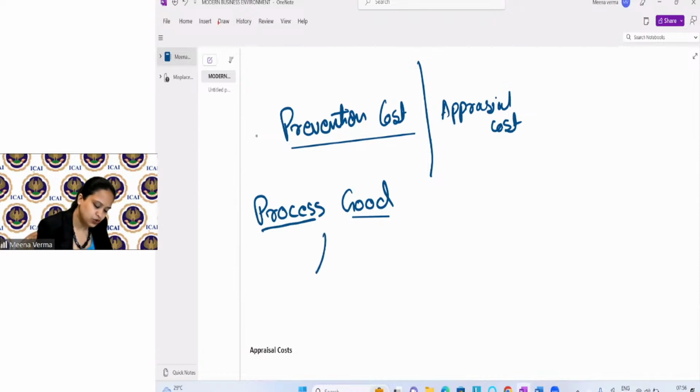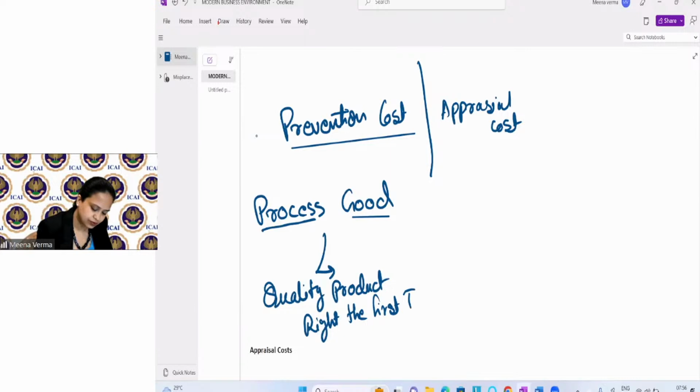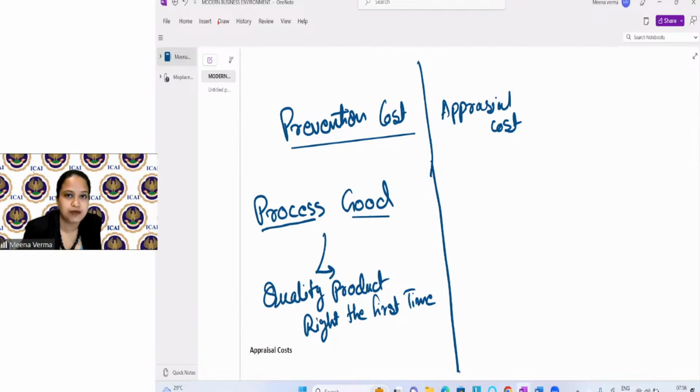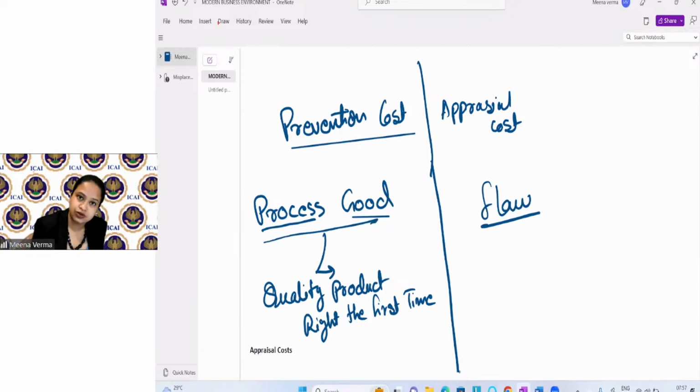then what will happen? You will always produce the quality product right the first time, when your entire process is good. But if there is some flaw in your process, if there's some problem in the process, your process is not good. When the process is not good, what will happen? You will produce defective units.